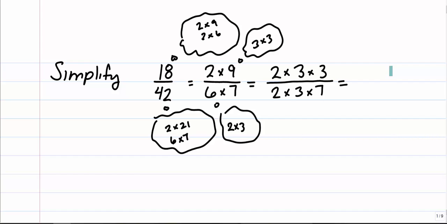And because of the fact that when we see something like this, we are allowed to write it like this. We are allowed to break this up.